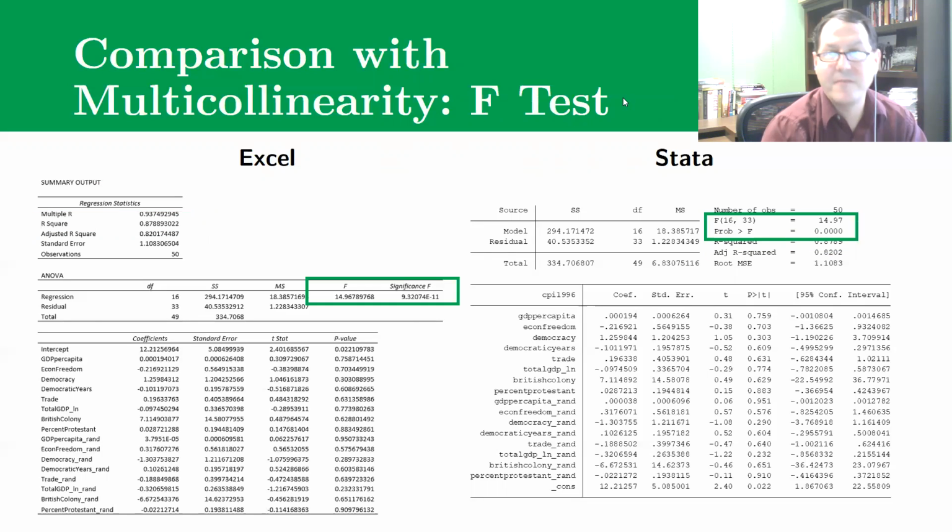When we look at the F test, again, both produce very comparable results. 14.967 or 97, and then p-values are again comparable. So again, overall model tests seem to match up across Excel versus Stata.